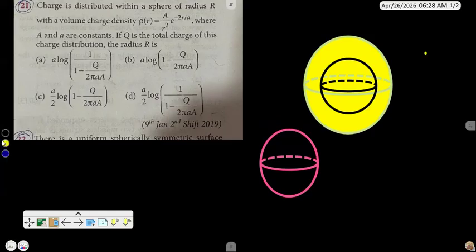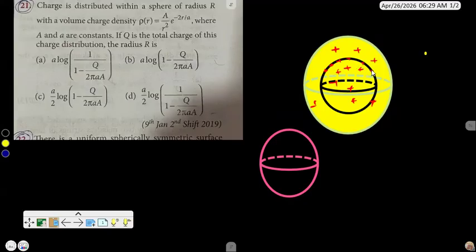So here, as the charge is present inside, it is nothing but a solid non-conducting sphere which we are talking about. So the charges are present inside the sphere. Charges will also be present in this part.